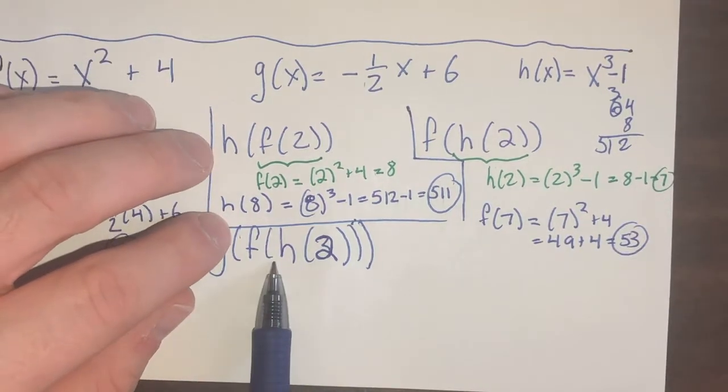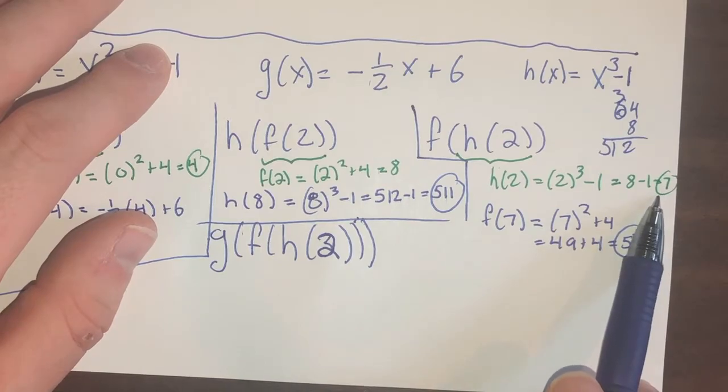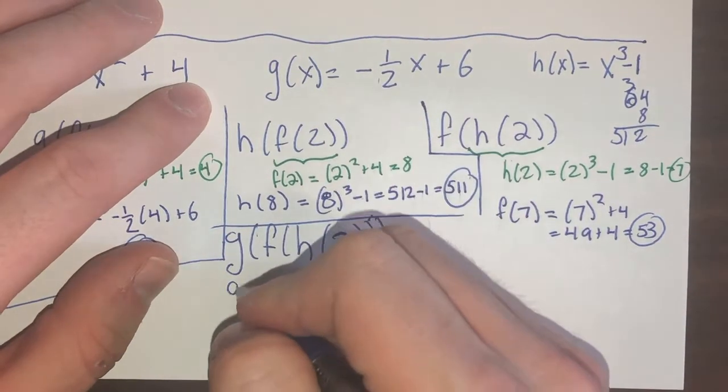Well, ordinarily, you'd start by getting h of 2. We know that. That's 7. You take that, right?